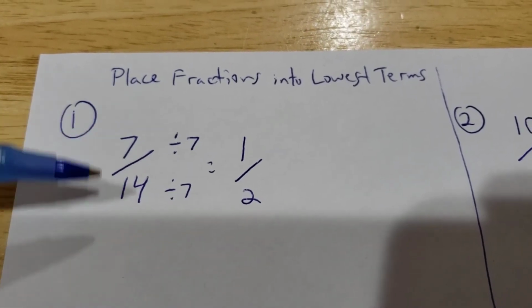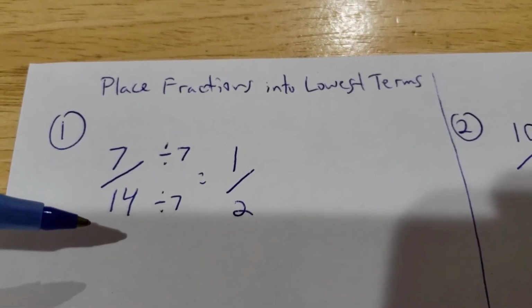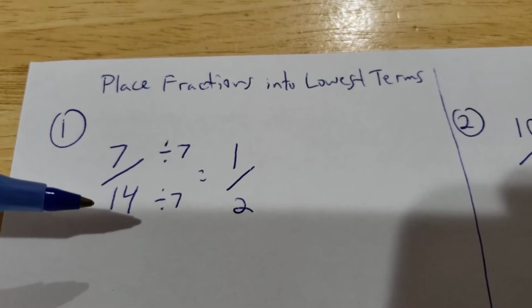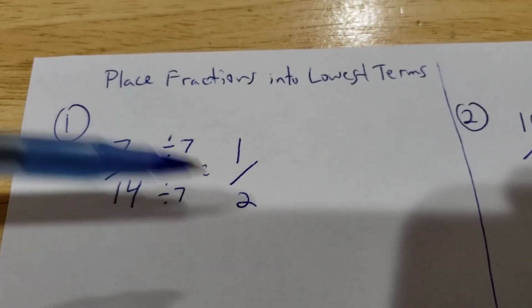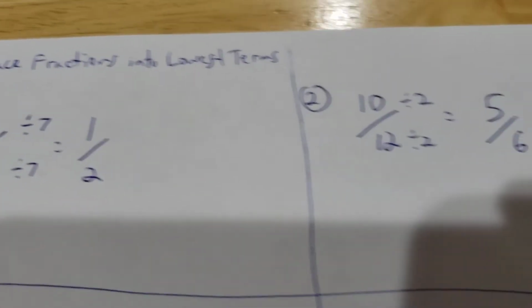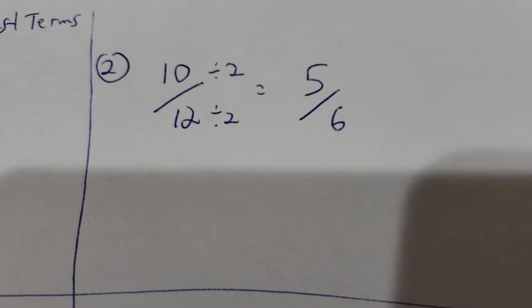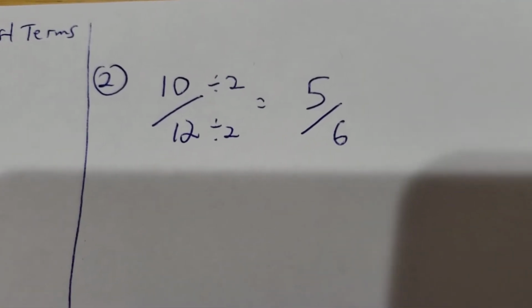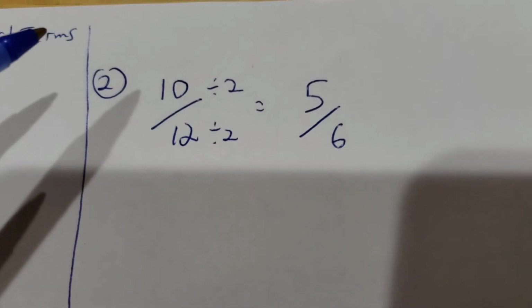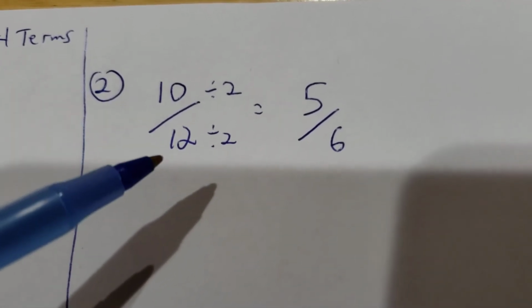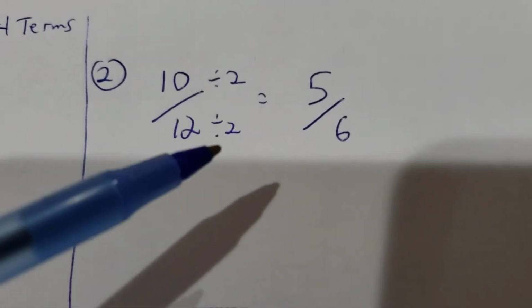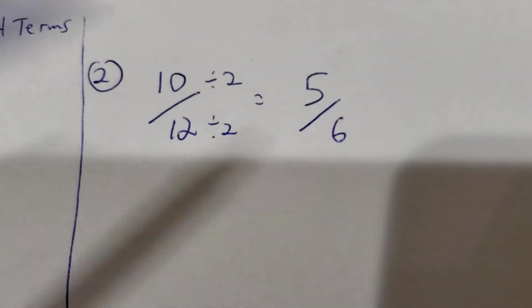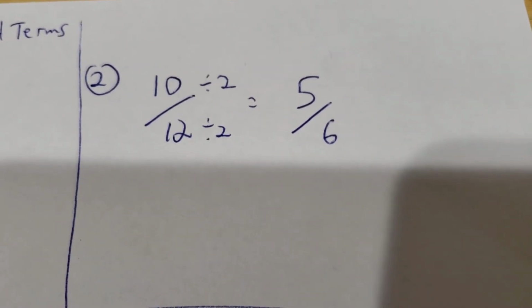So in this case, 7 and 14 are both divisible by 7. You have to make sure both are divisible by the same number. And then it takes me down to 1 over 2, which we call 1/2. On number 2, I have 10/12, and I see they're both even, which is nice because I know that 2 will divide into those. So divide them both by 2, it takes me down to 5/6, and that's as low as I can go with that one.